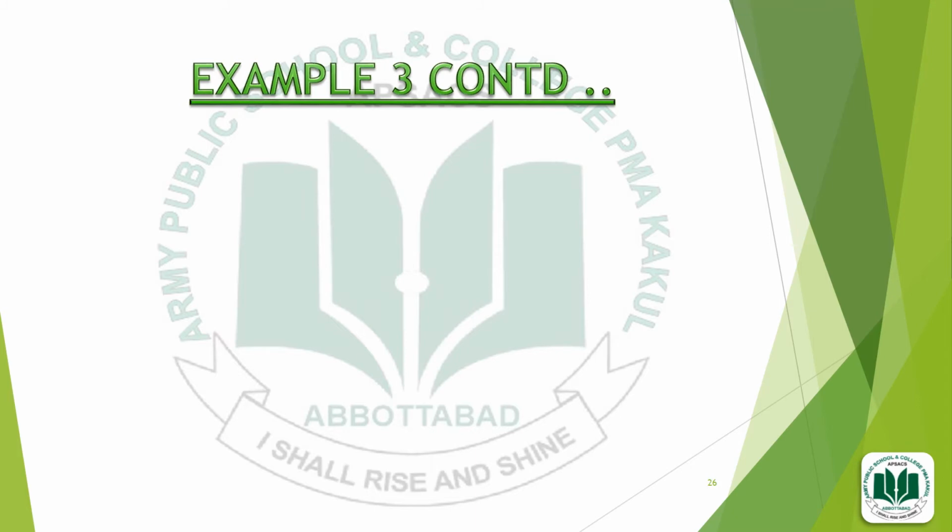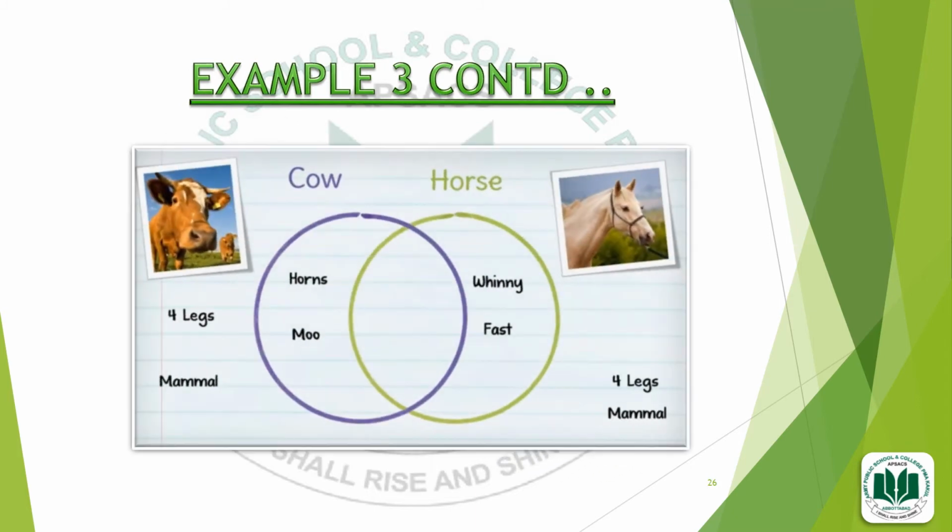Listing the traits of cow and horse in their appropriate region. I will place the uncommon traits of horse in this region and uncommon traits of cow in this region, leaving the overlapping part empty.